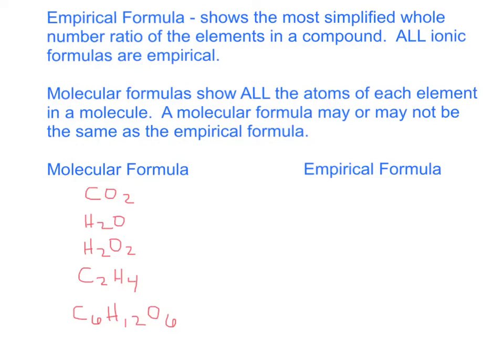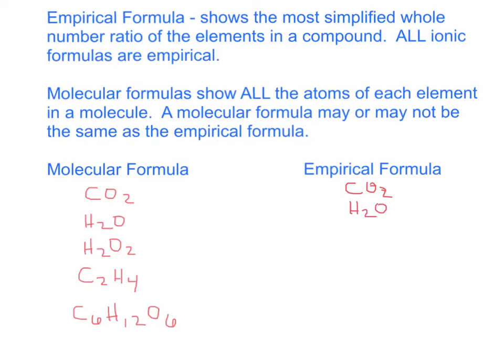It's 1 and 2 as the subscripts, and you can't reduce that. Yeah, the common denominator is 1, so there's no reduction. So the molecular formula and the empirical formula are the same. And then the next one, we have dihydrogen monoxide, or water. Again, you cannot reduce 2 and 1, so it's still H2O.